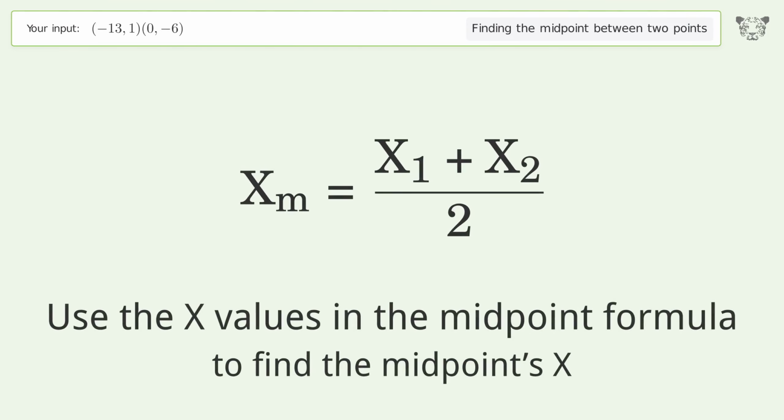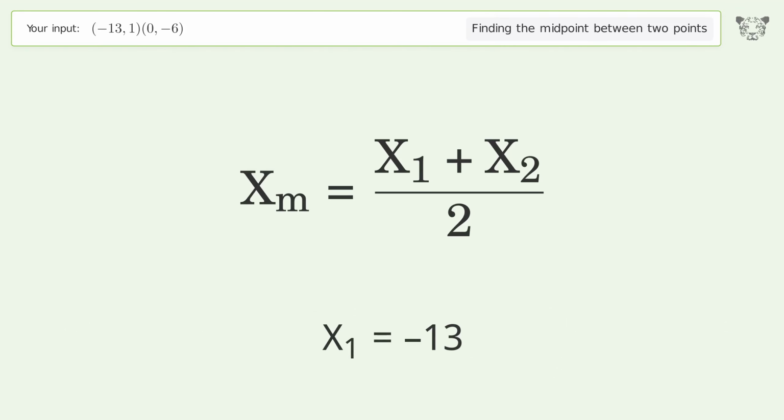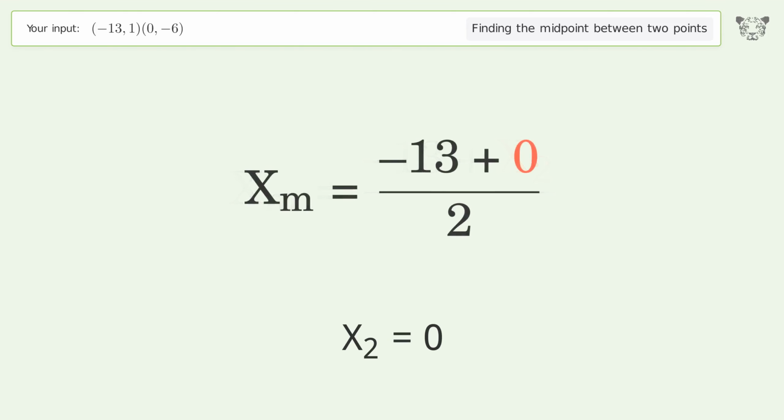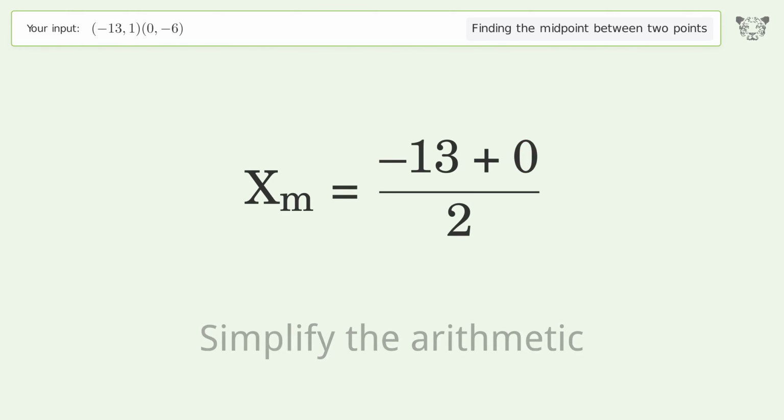Use the x values in the midpoint formula to find the midpoint's x. x1 equals -13. x2 equals 0. Simplify the arithmetic.